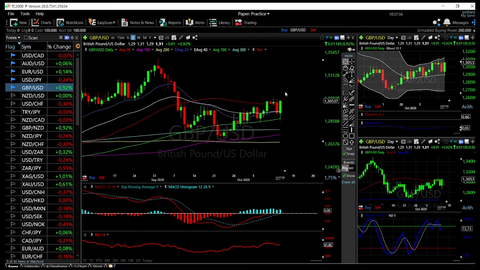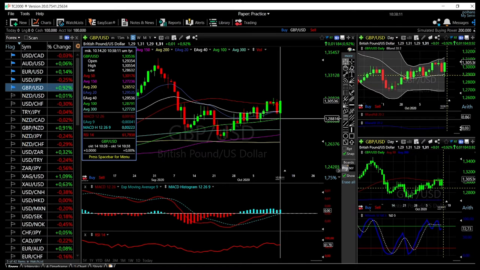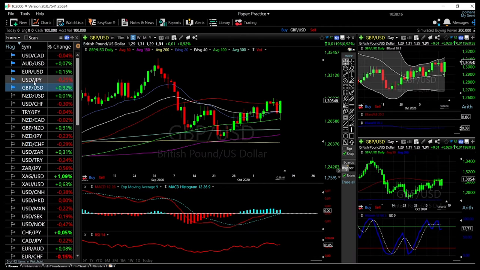So we may see a green candlestick here on tomorrow's session, and on Friday's session, we probably break down towards the 50 moving average and then go higher. That is possible. A breakdown from here, well, we find support at 1.288 at the 100 moving average.